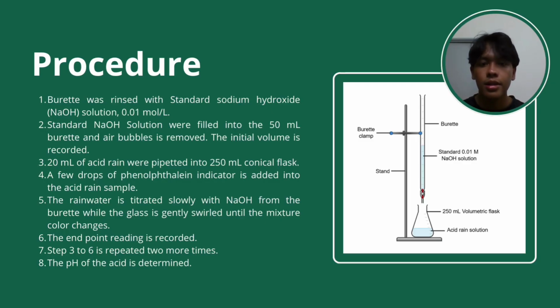The rainwater is then titrated slowly with sodium hydroxide from the burette while the flask is swirled until the mixture color changes. The endpoint is then recorded. Steps 3 to 6 are then repeated two more times to get an average reading. And finally, the pH of the acid is determined.